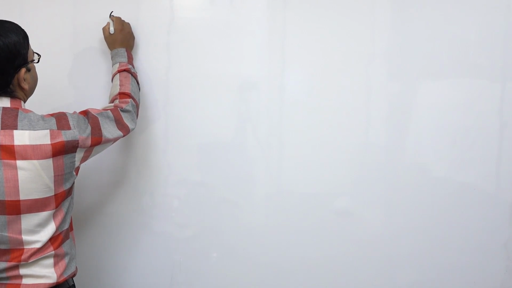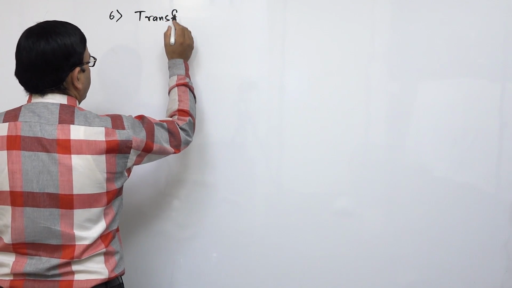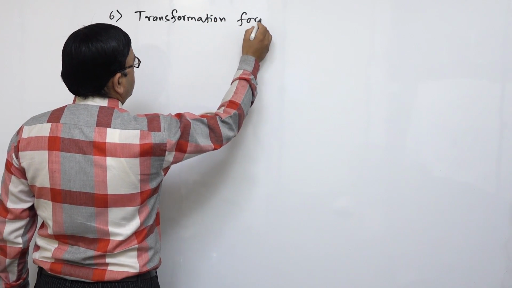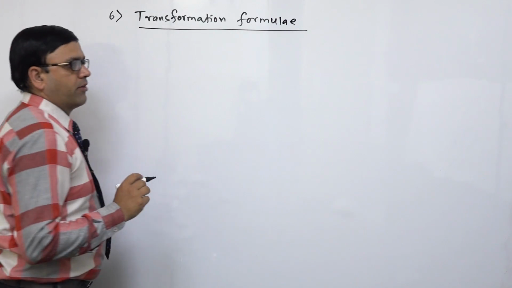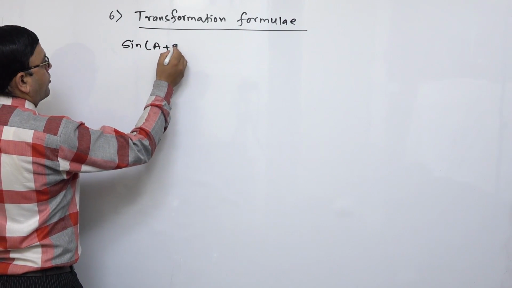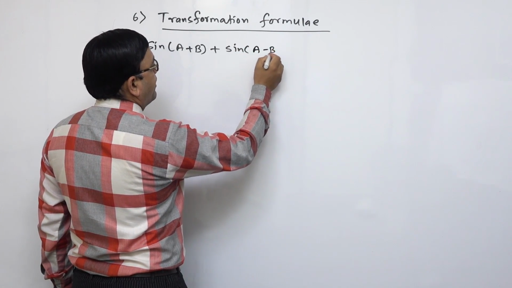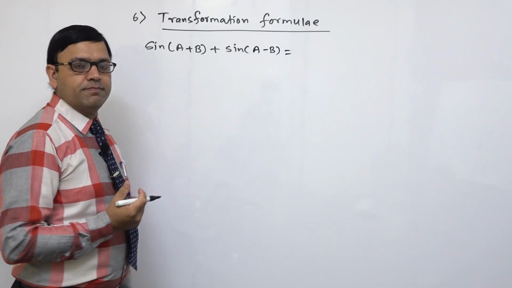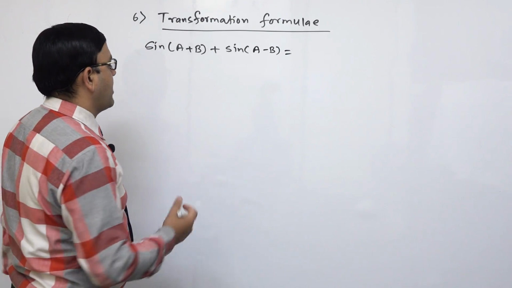So number 6, transformation formula. In the transformation formula, we study sin(A plus B) plus sin(A minus B) is equal to: sin(A plus B) is sin A cos B plus cos A sin B, plus sin(A minus B), which is sin A cos B minus cos A sin B.